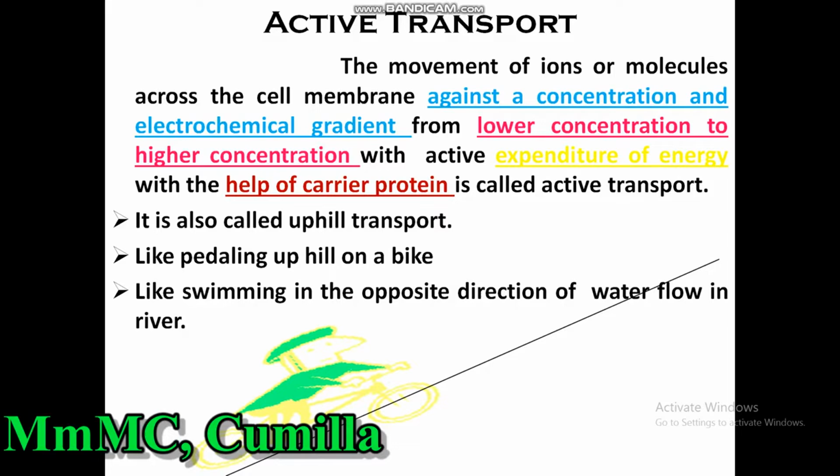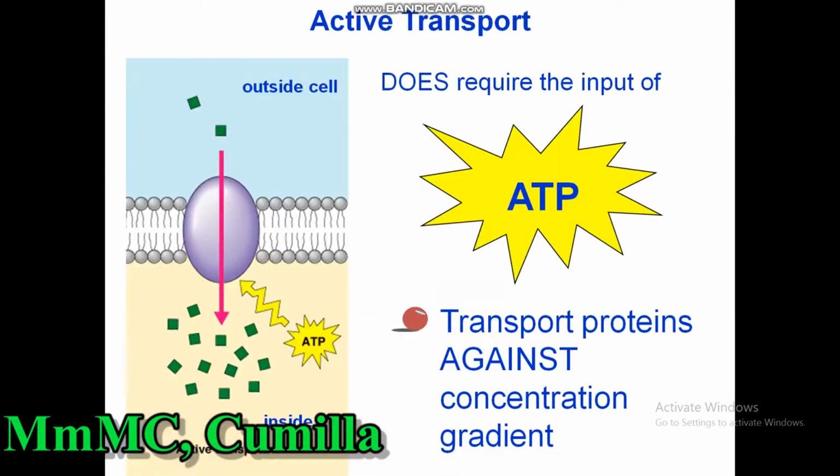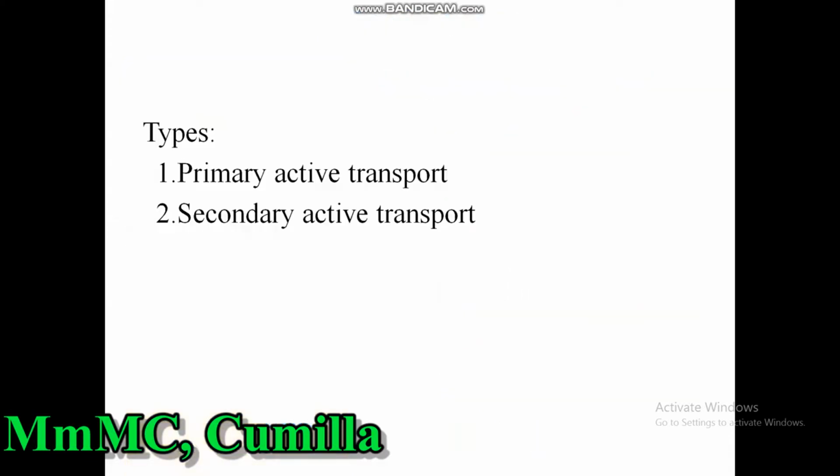Active transport is also known as uphill transport. It is like swimming in the opposite direction of the flow of a river. What are the criteria of active transport? The movement of molecules against a concentration or electrochemical gradient. It requires carrier protein. It requires energy in the form of ATP. Active transport must require energy in the form of ATP and transport proteins against the concentration gradient.